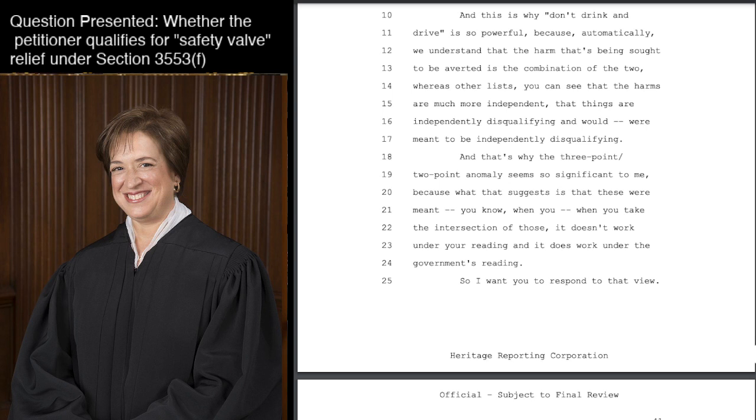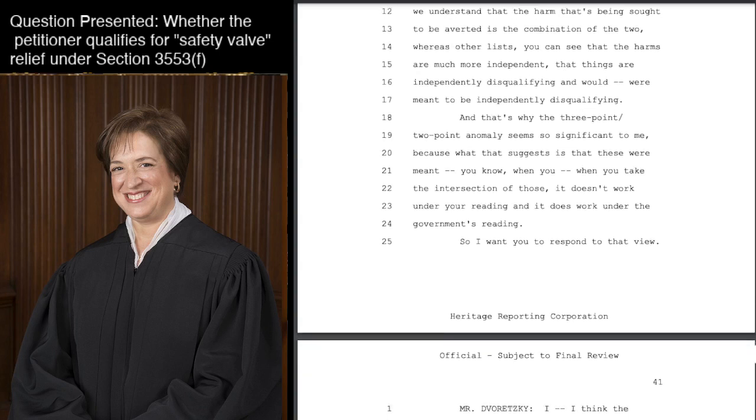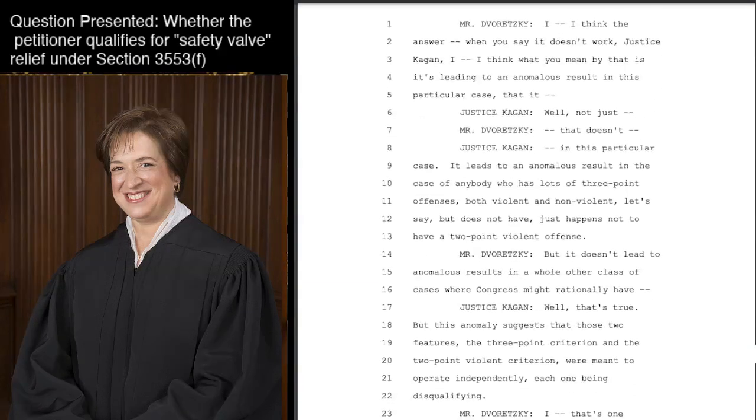Because what that suggests is that these were meant, when you take the intersection of those, it doesn't work under your reading, and it does work under the government's reading. So I want you to respond to that view.